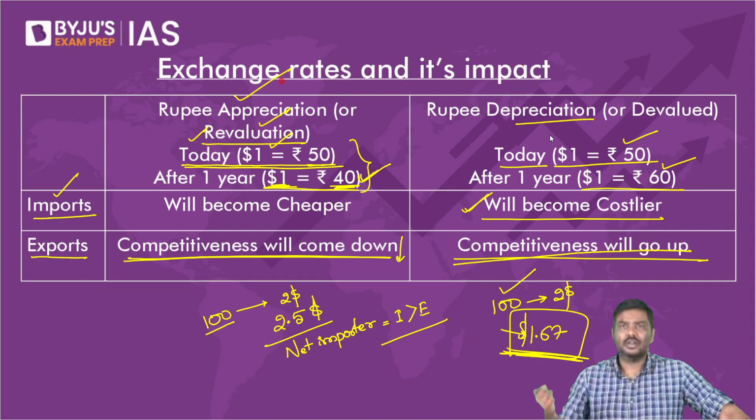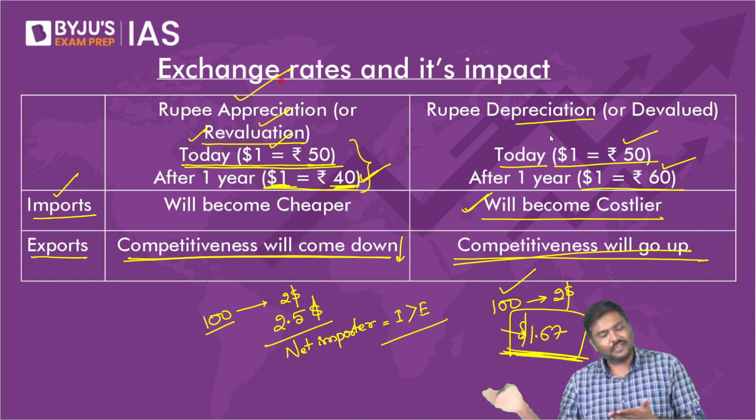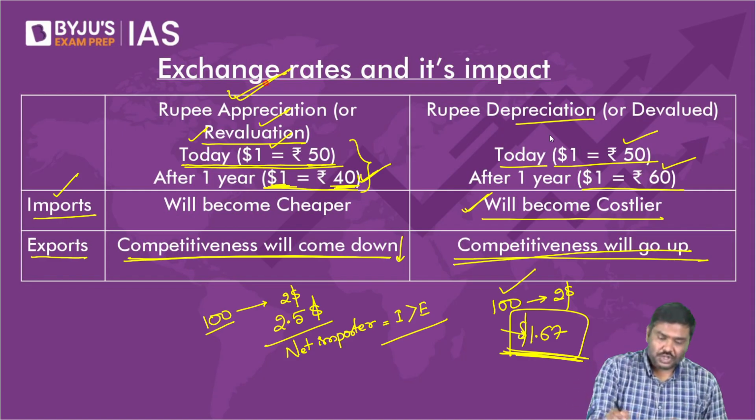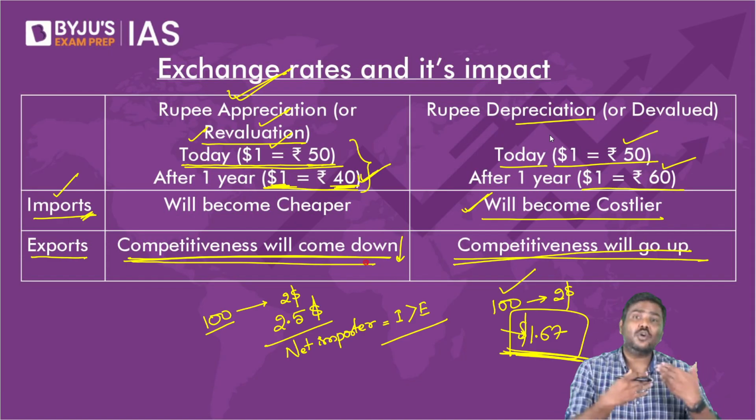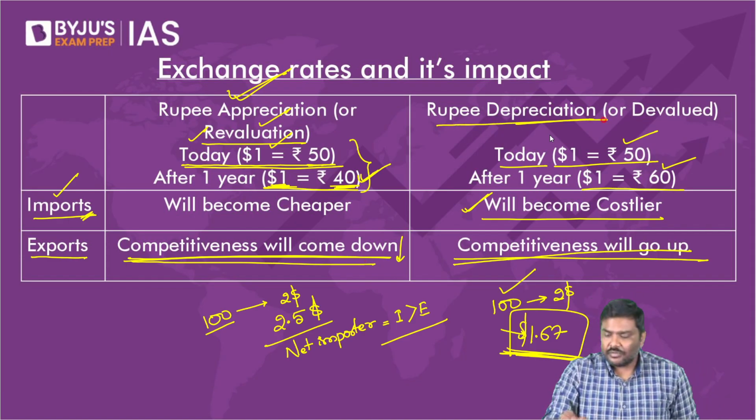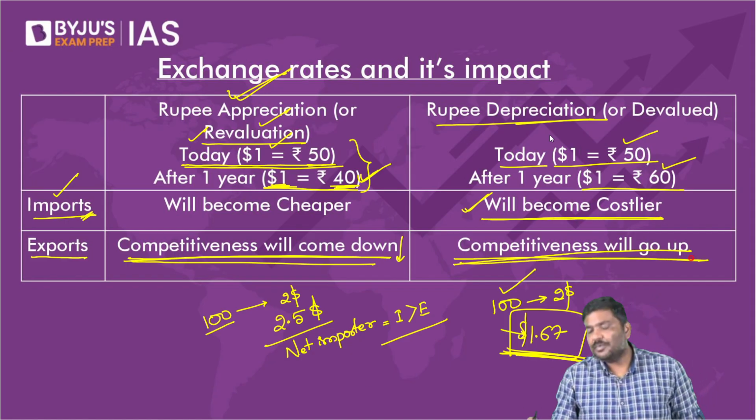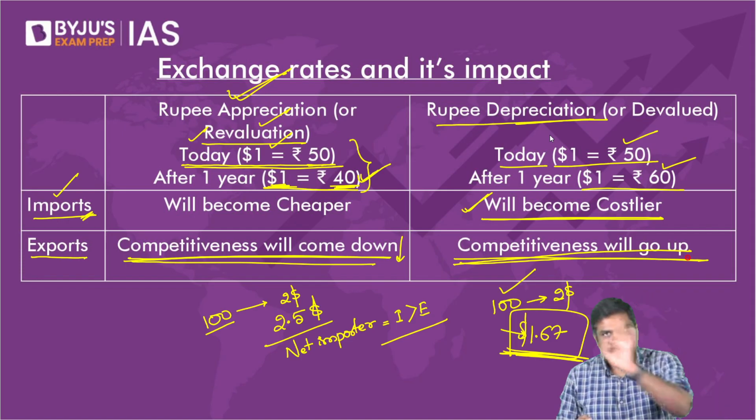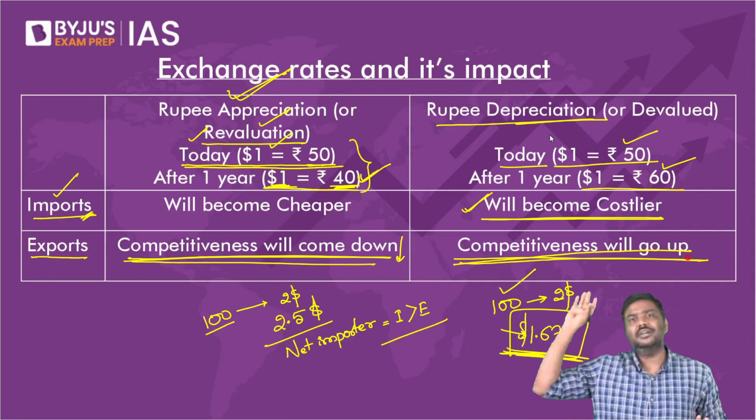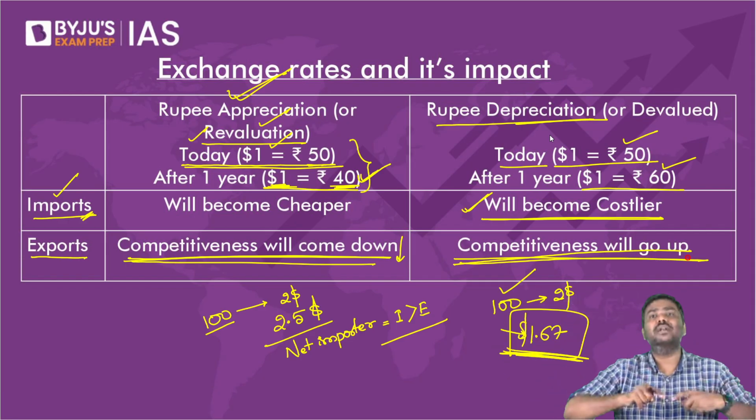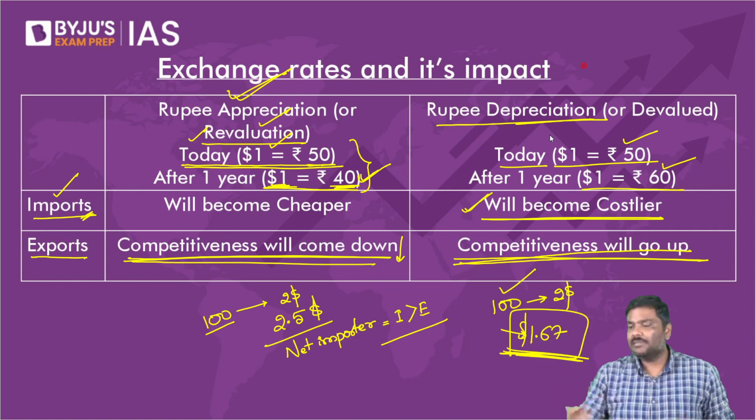Right, so remember this equation. Please remember this equation. Appreciation, depreciation, or revaluation and devaluation. Whenever the rupee appreciates, imports will become cheaper, but exports will start losing their competitiveness. And whenever the rupee depreciates, imports will become costlier and exports will become more competitive. Please remember this equation. UPSC has questioned on it and it will continue to question on it, because this is an important impact of appreciation and depreciation on India's imports and exports.